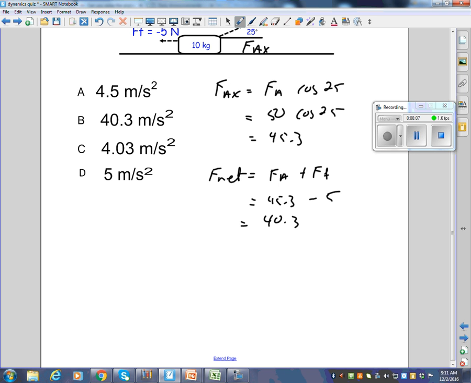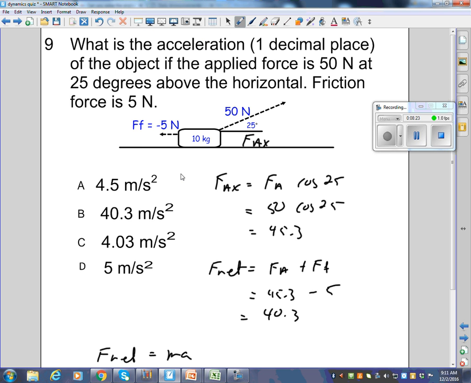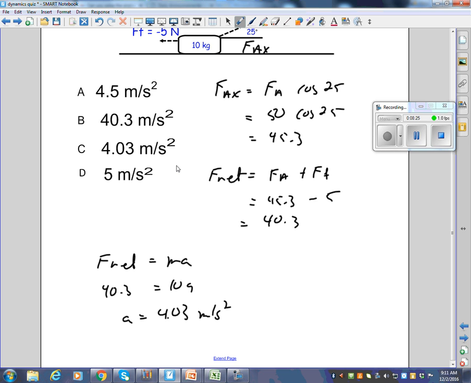And now F net is equal to m a. 40.3, mass was 10, giving me an acceleration of 4.03 meters per second squared. I think it said to 1 decimal place, but I guess it's not on your sheet? No, it was on the whiteboard. It's 4.0, oh yeah, because 0 is. I have to fix that. I remember saying that there was another answer on the sheet, but I guess I didn't notice that it was there.